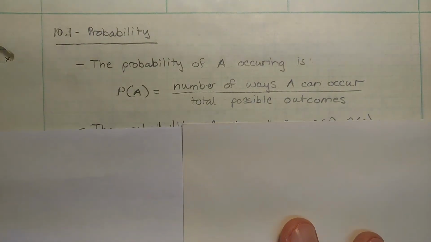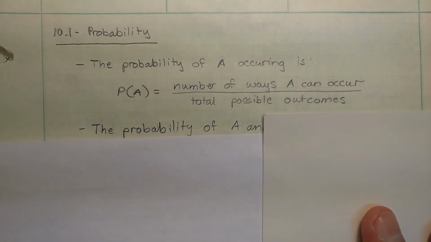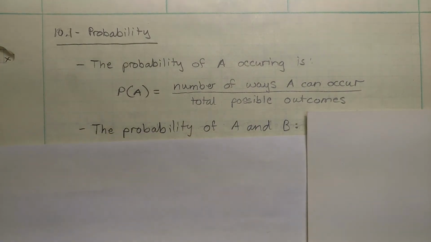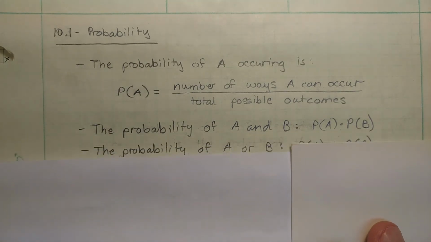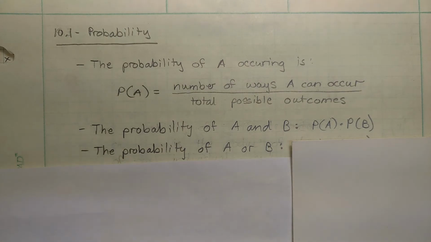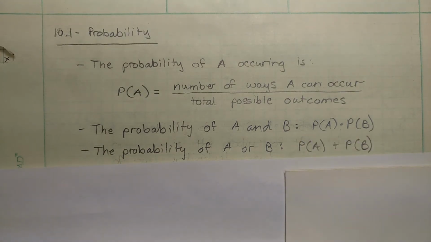All right, moving on. Let's look at the probability of two events happening. Probability of A and B. When we have this A and B situation, we multiply the probability of A times the probability of B. So we multiply the two probabilities together. If we have the probability of A or B happening, then we add up the probabilities of A and the probabilities of B. So we would add up those corresponding probabilities in that situation.